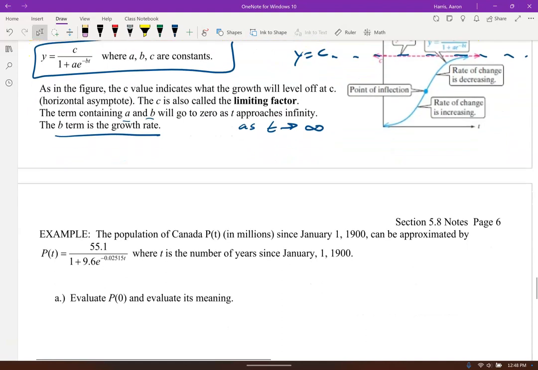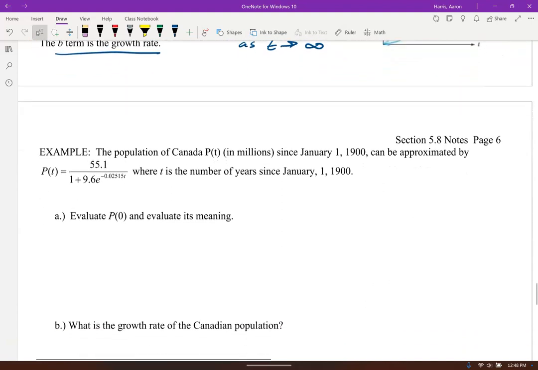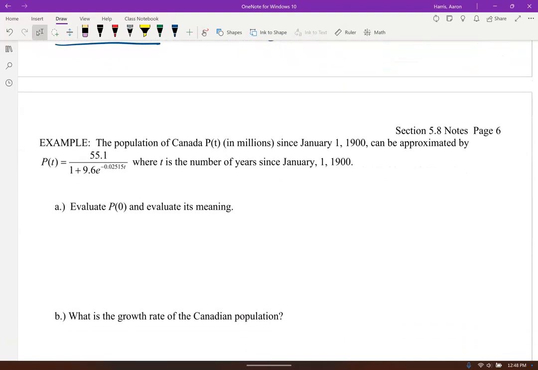All right, let's take a look here. Let's do an example of this. The population of Canada, in millions, since January 1st, 1900, can be approximated with this logistic growth model. t is the number of years since January 1st, 1900. So evaluate P of 0. Again, t is the number of years since 1900, so t being 0, that is the year 1900. So let's just plug it in.